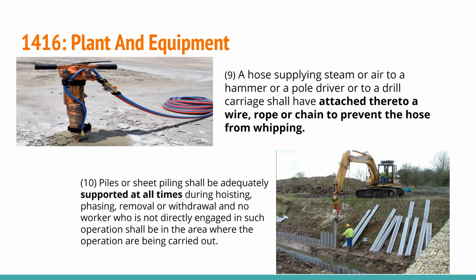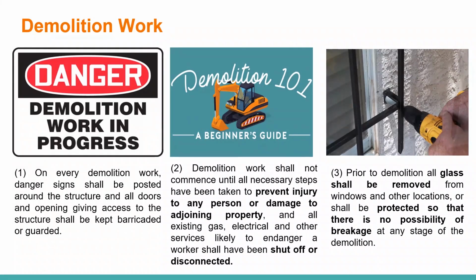Number 9. A hose supplying steam or air to a hammer or a pile driver or to a drill carriage shall have attached thereto a wire, rope, or chain to prevent the hose from whipping. Number 10. Piles or sheet piling shall be adequately supported at all times during hoisting, racing, removal, or withdrawal, and no worker who is not directly engaged in such operation shall be in the area where the operation is being carried out. Rules in conducting a demolition work.